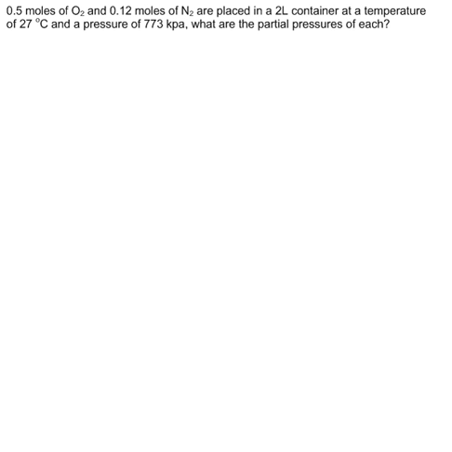0.5 moles of O2 and 0.12 moles of N2 are placed in a 2-liter container at a temperature of 27 degrees Celsius and a pressure of 773 kilopascals. What are the partial pressures of each?